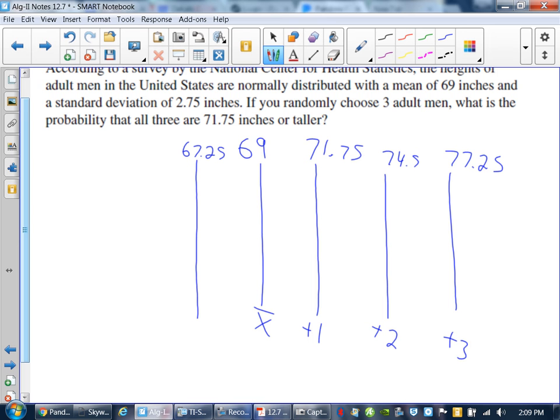All right, subtract another one. What do you get? 63. And then I subtract out one last one. 60.75. Wait, so you subtract and add 2.75? Yep. No, the standard deviation is 2.75. So you add going up and you subtract going down.